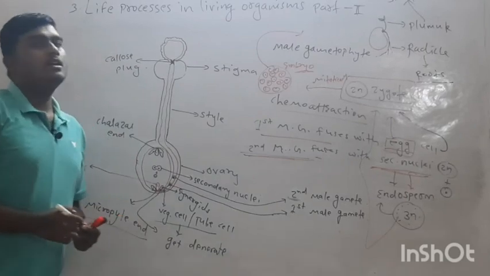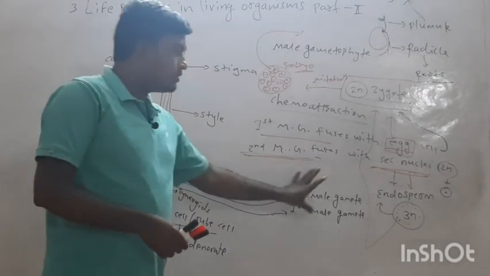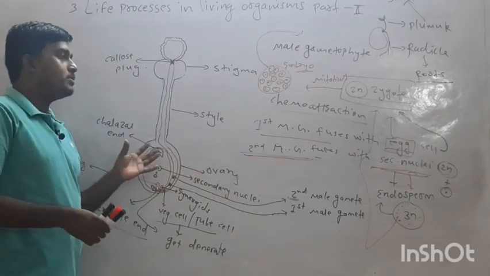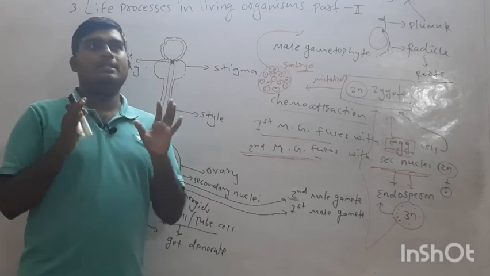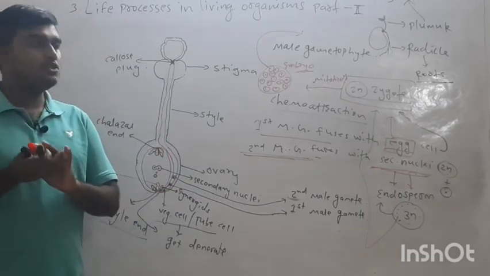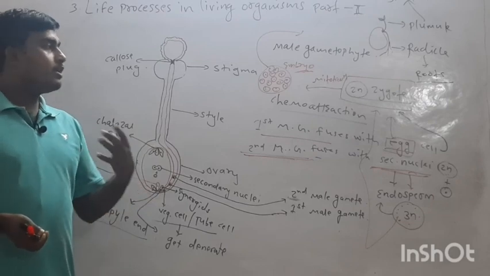So this is the reproduction in plant. There are two types of fertilizations. That's why this process is called double fertilization, and this is the special characteristic of angiosperms, or we can say special characteristic of flowering plants.